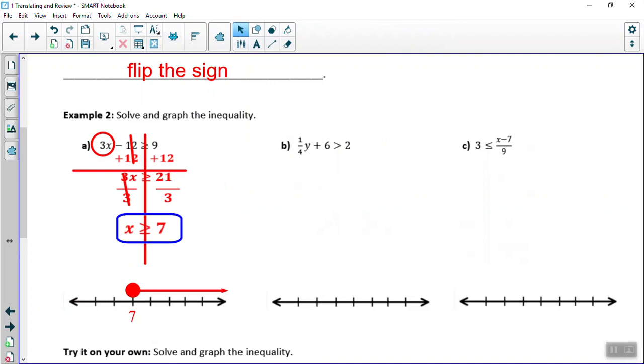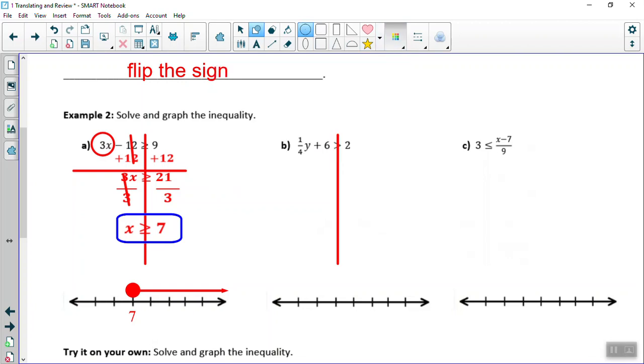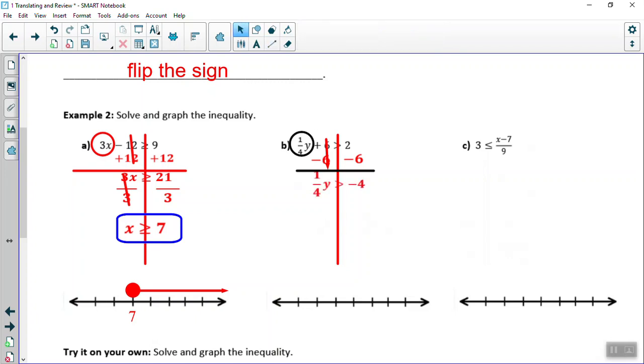All right, let's try this next one. So I'm going to draw my line. I'm going to search for my inequality symbol. I'm going to search for my variable, which is right here. So I want to isolate that. In order to do that, I have to get rid of the 6. So I'm going to subtract 6 from both sides, which cancels that out. Once I do that, I'm left with 1/4 y is greater than or equal to -4.